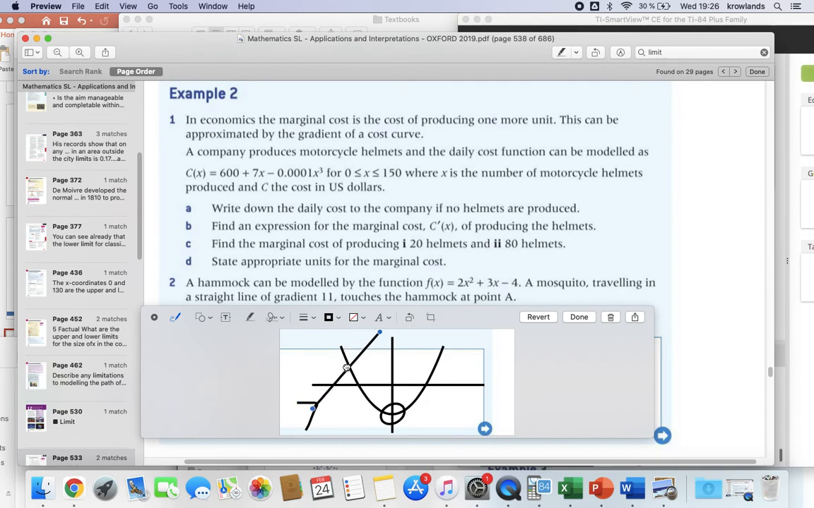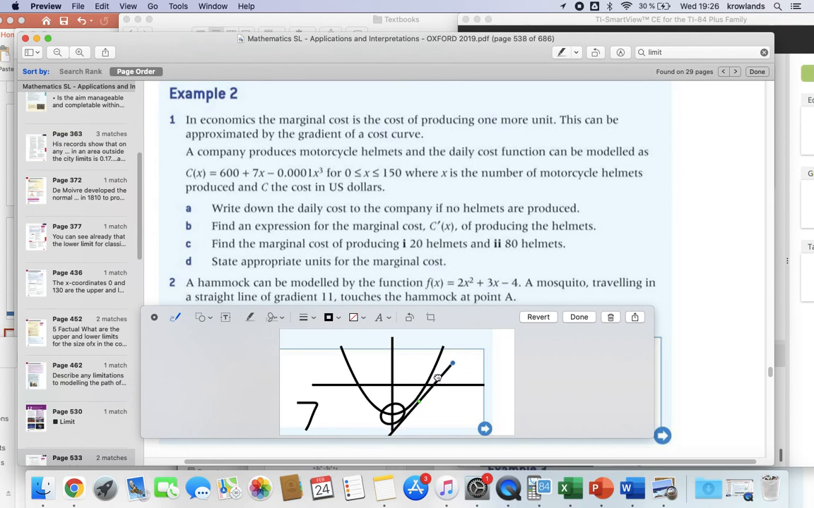Now, the hammock and the mosquito can intersect. Here they're intersecting. They're actually crossing each other. But touching means they don't actually intersect. They just touch and then they move away from each other. So we want to find around about this position.